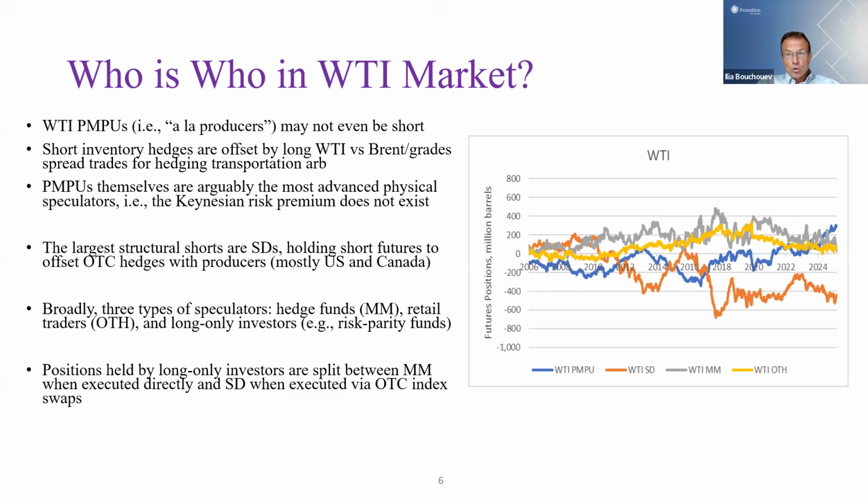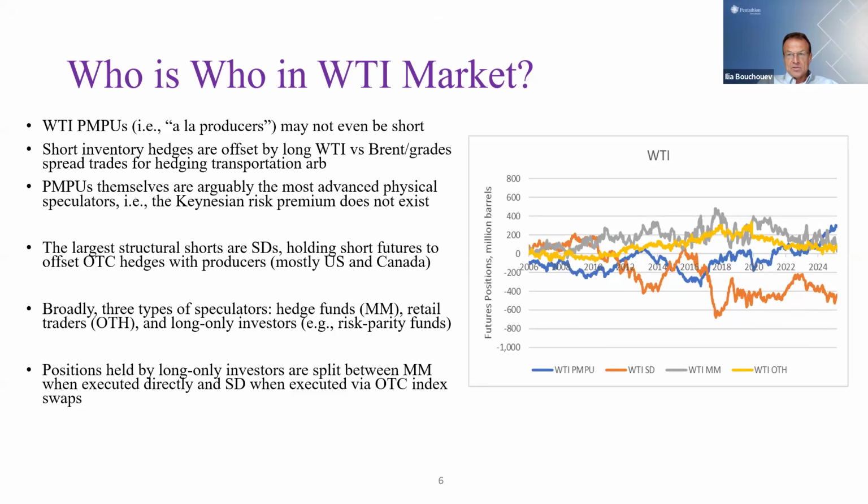The bucket which is somewhat useful is the orange line, which represents positions held by swap dealers, mostly banks, but there are some energy companies registered as swap dealers in the US as well. So you can see that the orange line is structurally short, and it's significantly short, about 400 to 600,000 contracts, 600 million barrels. This is because in the US, essentially consistent with the Keynesian hypothesis, the dealers' books are dominated by producers.